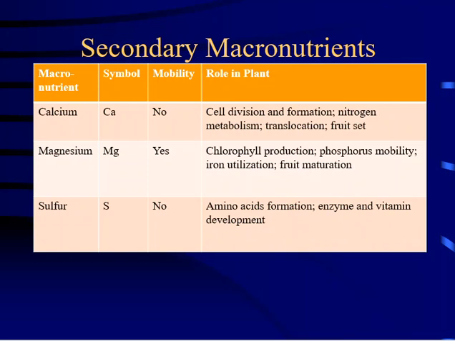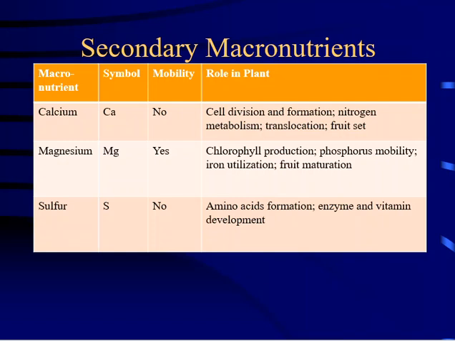3 more macronutrients: calcium, magnesium, and sulfur. Calcium is not mobile, magnesium is, sulfur is not, and you see listed there various functions in the plant.